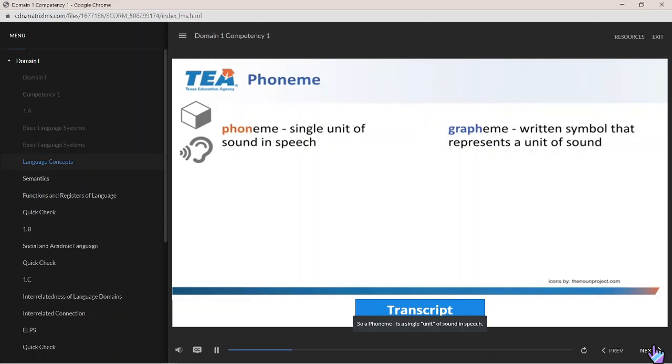So a phoneme is a single unit of sound in speech. Two major phoneme categories include vowels and consonants. Vowels are speech sounds produced by open, unobstructed vocalization, with the vibration of the vocal cords, but without audible friction. Consonants are speech sounds in which the breath is at least partially obstructed.